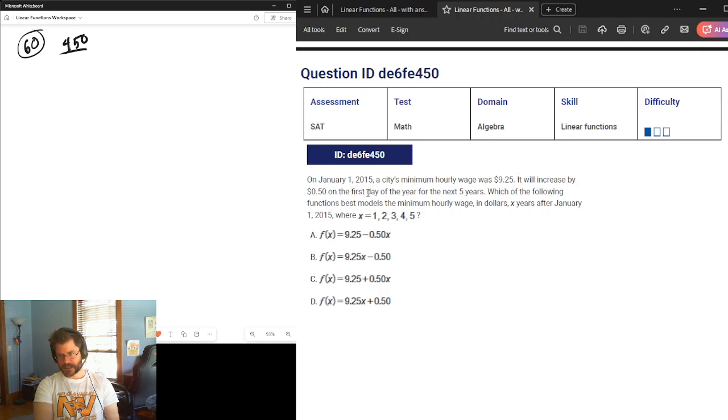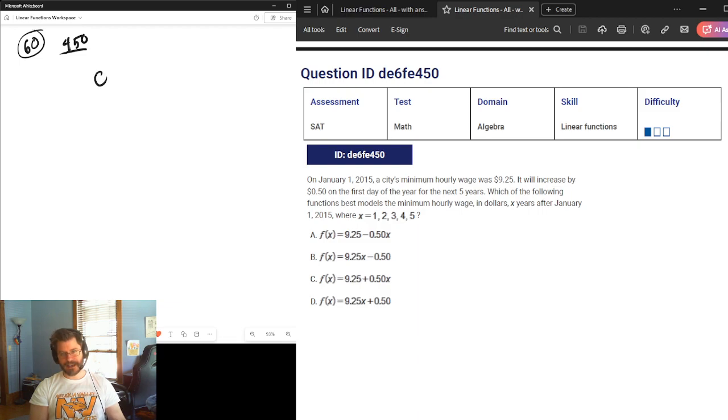Increase by 50 cents on the first day of the year for next 5 years. Oh no, 50 cents is the slope, and it's increasing. So the y-intercept is 9.25. That's our beginning value in 2015. Then each year it increases by 0.5. So we should understand that to be our y-intercept, 9.25, and our slope, positive 0.5.